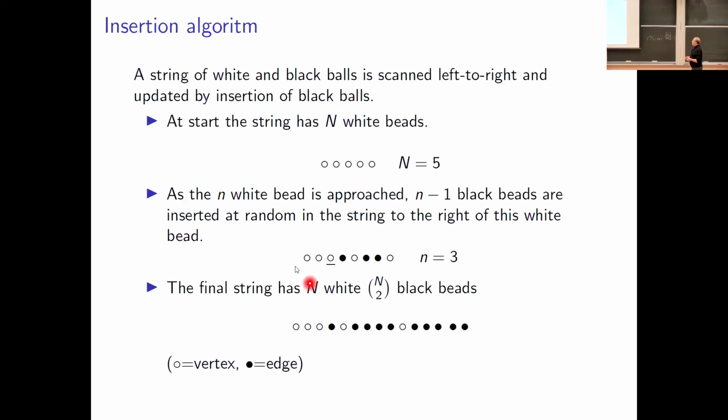Okay, so at stage, say 3, we could have this situation. The first was scanned, and nothing was added to the right. The second was scanned. We are, say, at second position. Then one black comes to the right of this second white position. Then we are at state where we are at the third white bit. And at this moment, 2 other black are added to the right randomly. Just insert in the string.